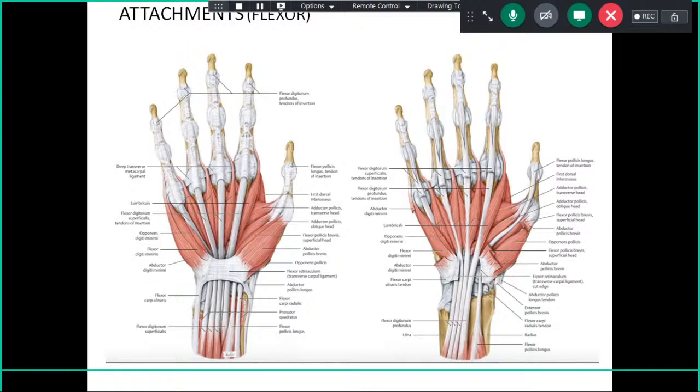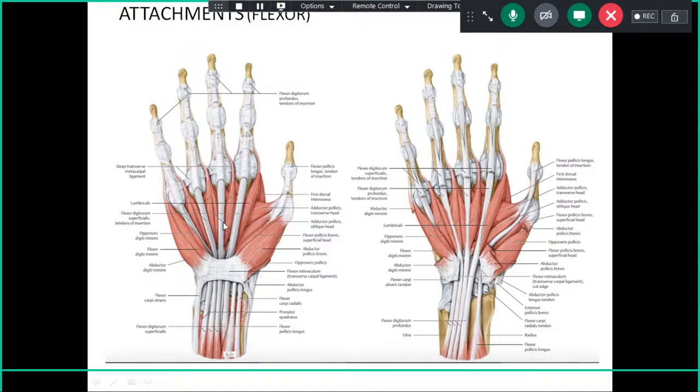This is just a quick revision about all the muscles that you have already done. From superficial to deep on the flexor side of the palm, I have the muscles of the thenar eminence and the hypothenar eminence. First and foremost, I have the flexor retinaculum in this image, which has not been cut. I have the abductor pollicis longus, the abductor pollicis brevis, the flexor pollicis brevis, and the adductor pollicis.